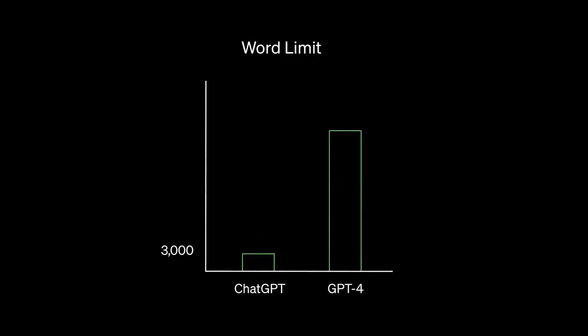Now the difference between version 3.5 and 4 is the amount of text it is able to ingest and output. So for instance, ChatGPT, which is the 3.5 version, is able to output 3,000 words, while GPT-4 can output 25,000 words, which is quite impressive. Imagine the next 2 to 3 years, it's gonna continue to get a lot better.